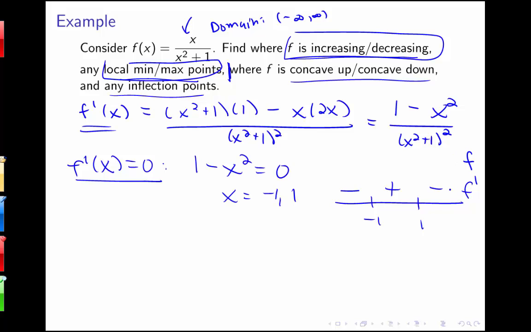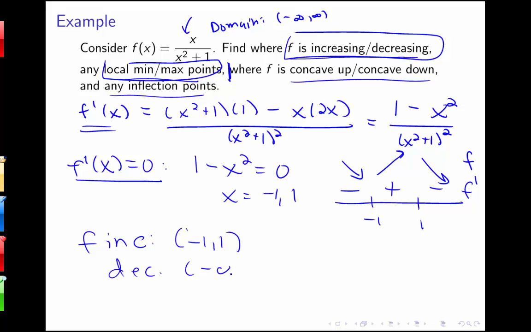So this tells me that my function f is going to be decreasing, and then increasing, and then decreasing. If I wanted to list these intervals, f is increasing on negative 1 to 1 on that interval, and it's decreasing on the intervals from negative infinity to negative 1, as well as from 1 to infinity.